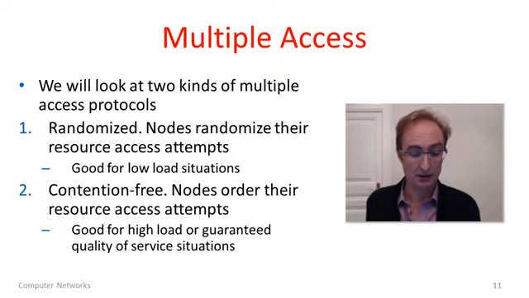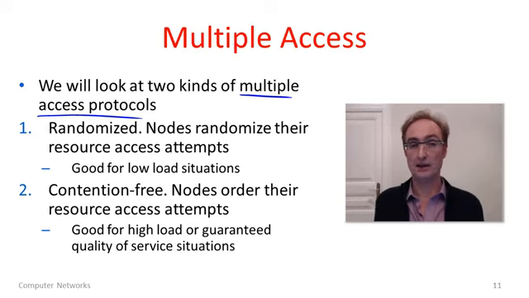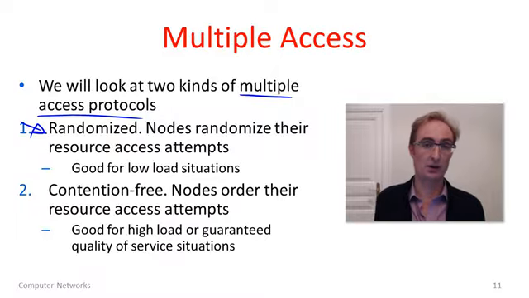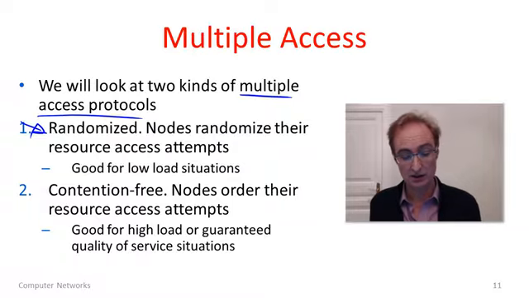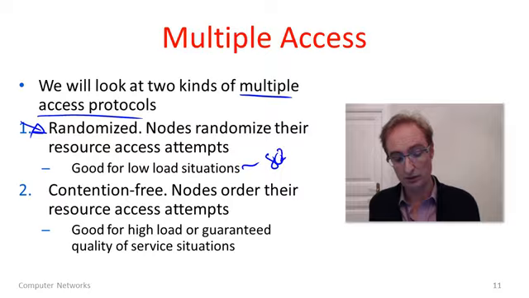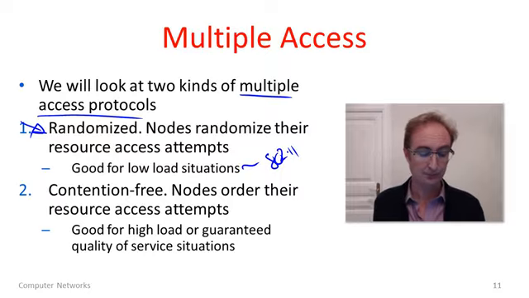Instead, multiple access protocols share this link by dividing the bandwidth finely over time. We're going to look at these multiple access protocols in the next videos. We're going to look at two families of multiple access protocols. One is this class of randomized multiple access protocols, where nodes randomize their attempts to access the medium. Essentially, they're going to try and access it whenever they've got something to send. This is good for low load situations, and I'll tell you now, this is what's used for Wi-Fi 802.11.